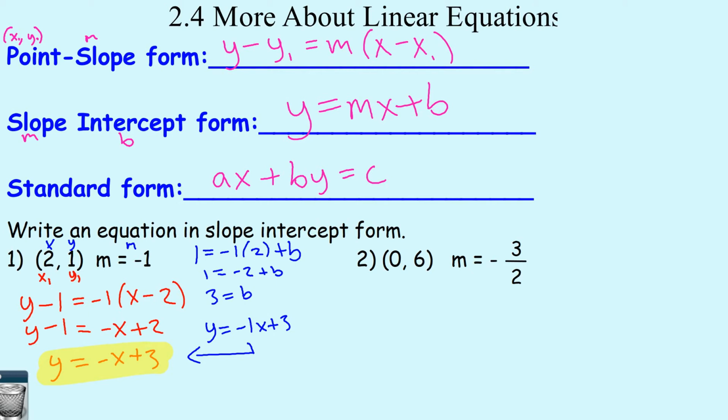So number 2, well, look at what I have. I have 0, 6. Hopefully bells went off and you realized, oh, that's a y-intercept. X is 0. And there's my slope. So this is literally negative 3/2 x plus 6. Okay? If you didn't realize that, you could still plug it into one of these equations and then rearrange it to y equals. You will still get this as your answer. Okay?